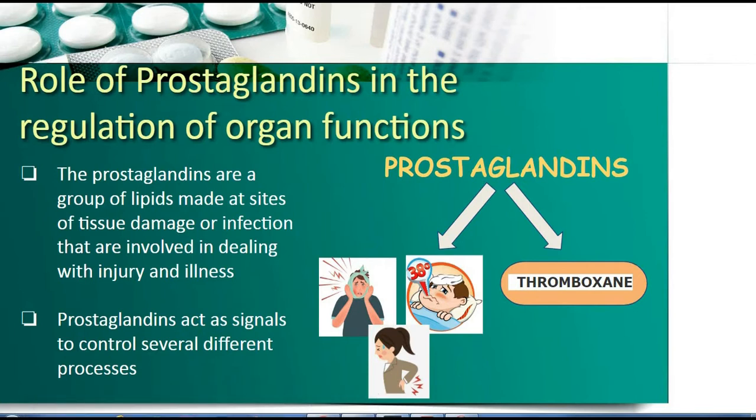Prostaglandins are made at sites of tissue damage or infection where they cause inflammation, pain, and fever as part of the healing process. When a blood vessel is injured, a prostaglandin called thromboxane stimulates the formation of a blood clot to try to heal the damage. It also causes the muscle in the blood vessel wall to contract, causing the blood vessel to narrow to try to prevent blood loss.